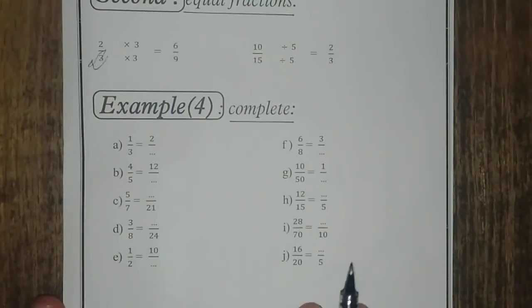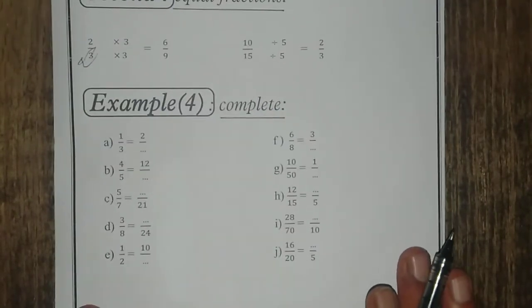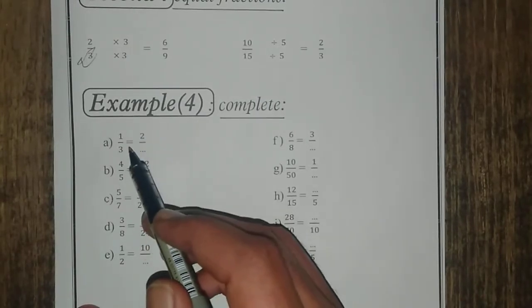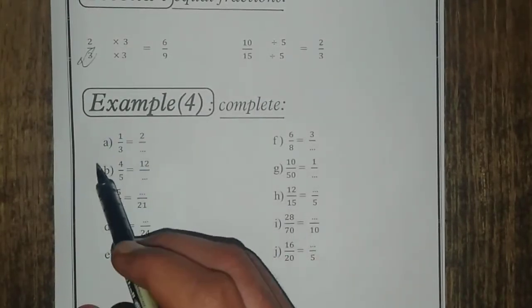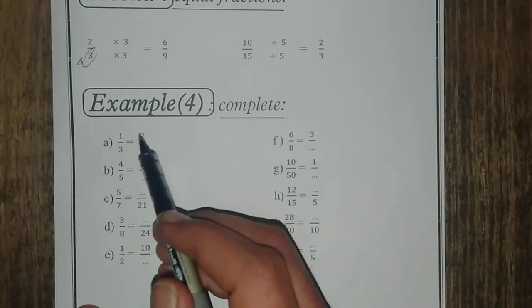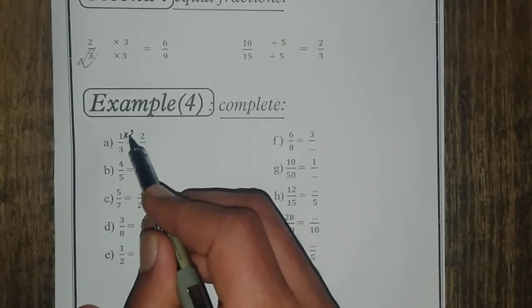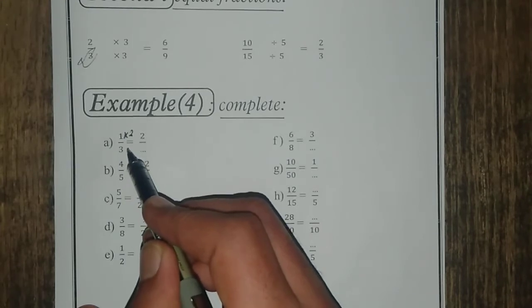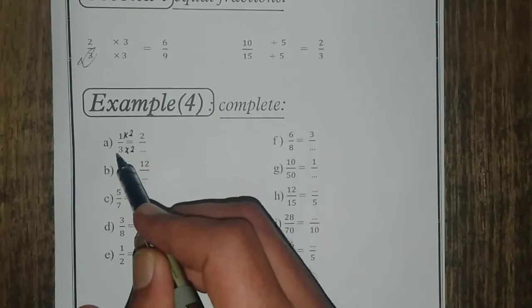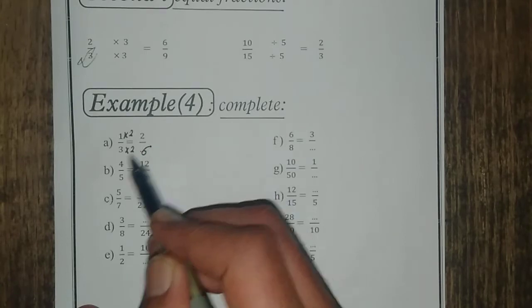Example 4, complete. 1 over 3 equals 2 over what? 1 becomes 2. We multiply 1 by 2, so we must multiply 3 by 2. 3 times 2 equals 6.